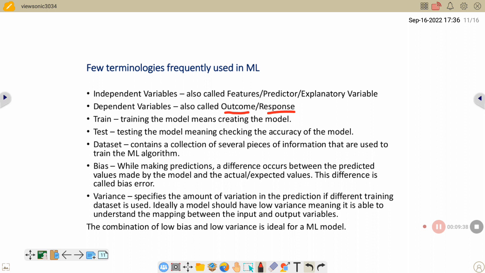Okay, coming to the next terminology, it is train and test. So what do we mean by train and test? Whenever we have a ML model, we will always train the model first using the input data set. And we divide that input data set into two sections, the training data set and the testing data set.